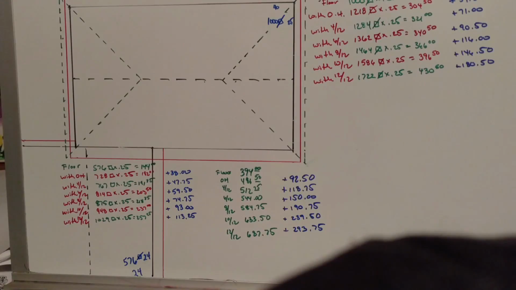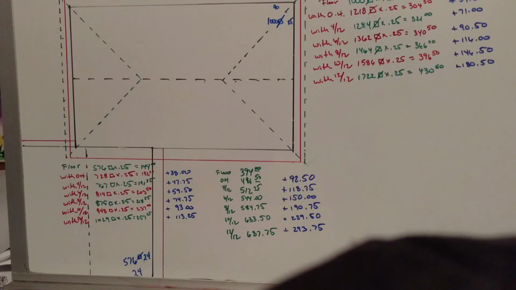Let's put some pitches on there. The 4, 6, 8, 10, 12 roofs. You can see there, if you look at examples, a 4/12 would bring us up to 467 square feet. A 6/12 would bring up to 814 square feet. An 8/12 would bring up to 875. A 10/12, 945. And with a 12/12, 1,029 square feet.